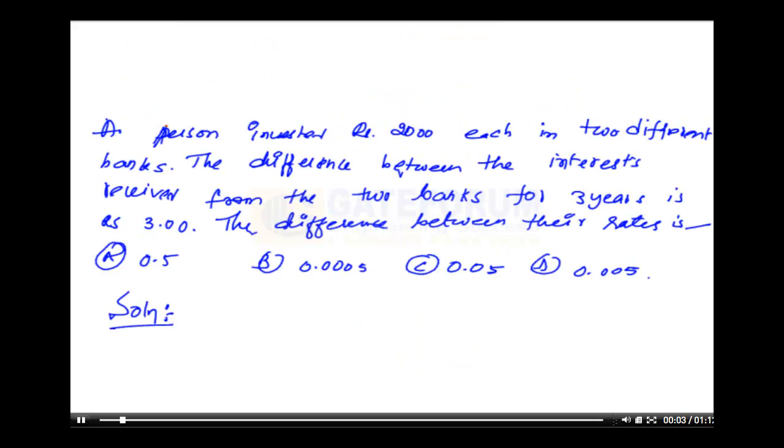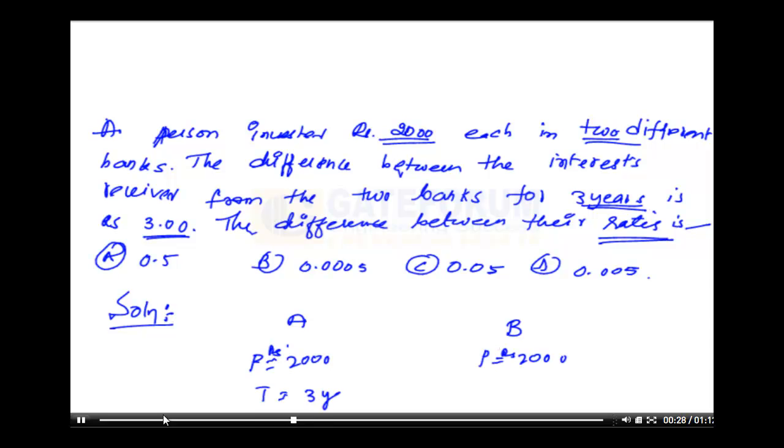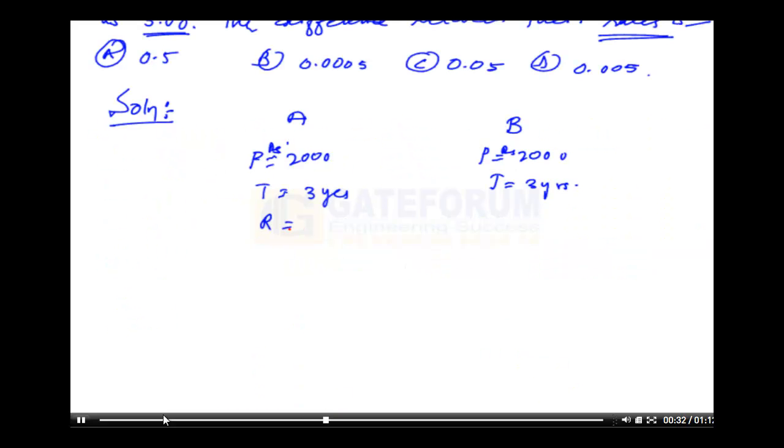In this problem, a person invested rupees 2,000 in two different banks for 3 years, and the difference of their interest is rupees 3. Now we have to find the difference between their rates. Let the two banks be A and B. The amount invested is 2,000 in each bank, that is the principal amount is 2,000 in each. For a time period of 3 years, again T is the same, which is 3 years. Now the rates of interest are different because their interests are different, R1 and let this be R2.